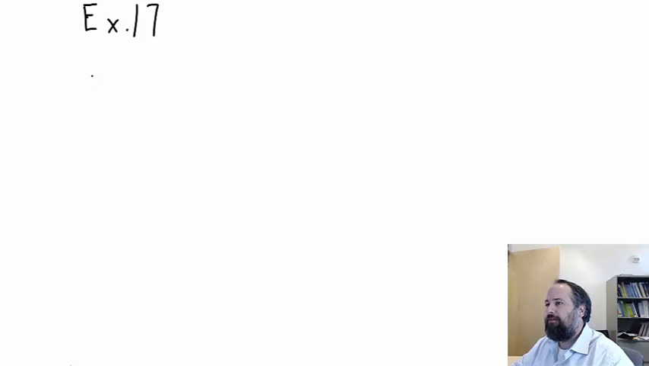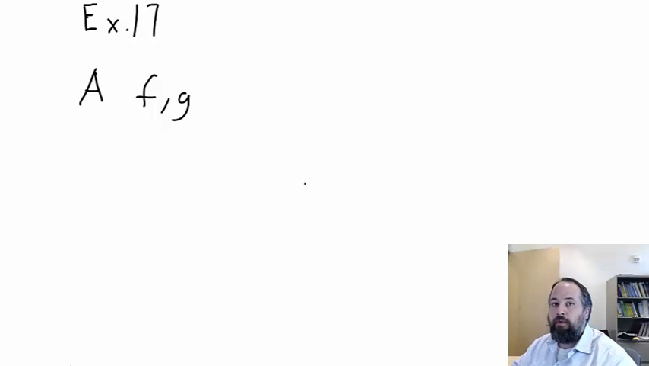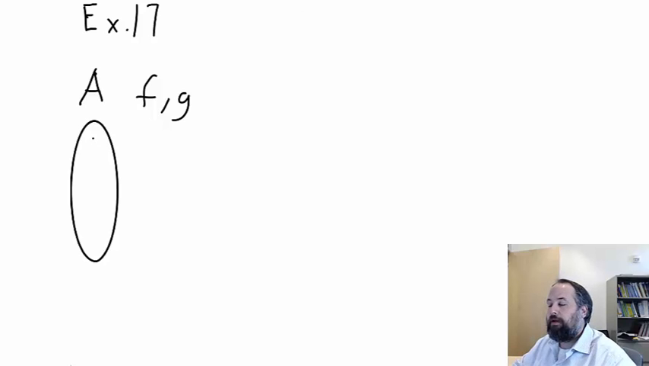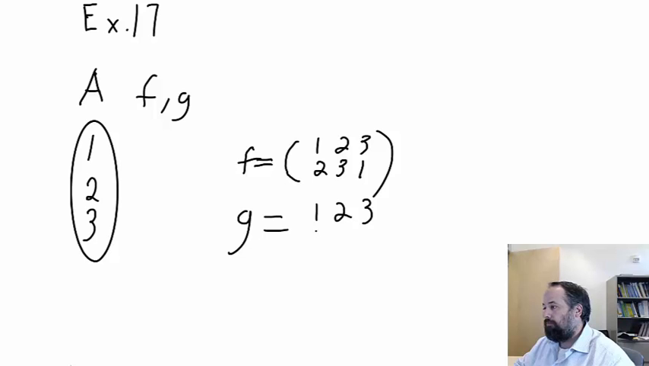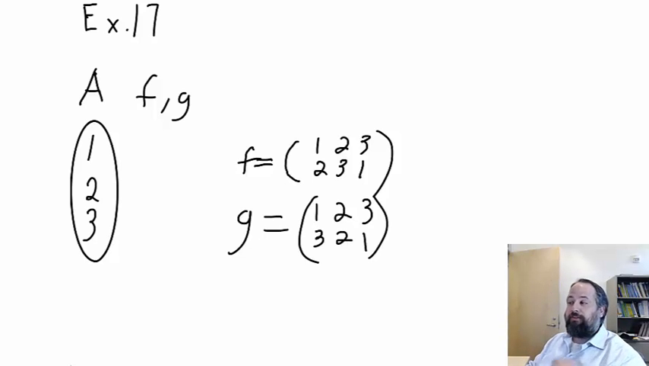So they say, suppose you have a set A, and F and G are permutations on set A. Remember what we mean by a permutation. So let's say that set A, in our example here, is going to be 1, 2, 3, right? We'll say that F is 1, 2, 3, right? So that is a permutation. And G is, so each of those sets is a permutation.